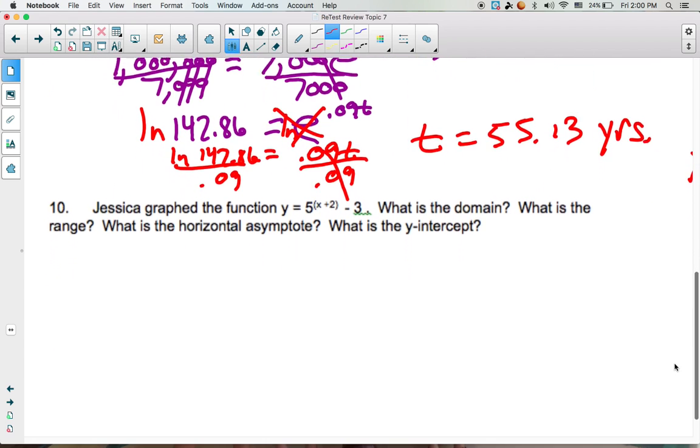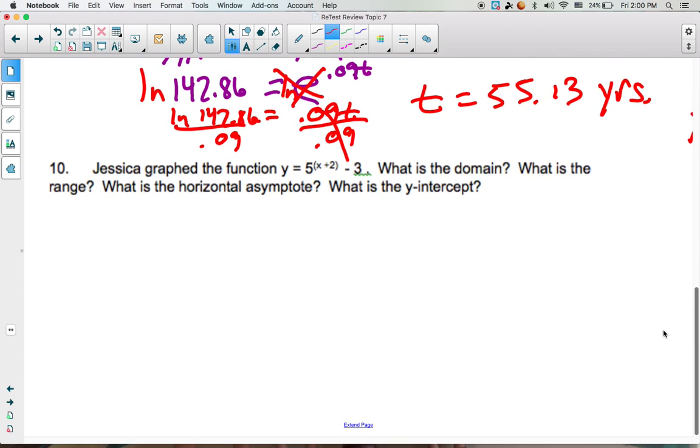All right, question number 10. Jessica graphed the function y equals 5 to the power of x plus 2 minus 3. What is the domain? What is the range? What is the horizontal asymptote? What is the y-intercept? If you look at this equation, hopefully by now you can recognize it as exponential growth. B is 5, it's greater than 1, it's growth. So just a quick sketch of growth, looks like this.